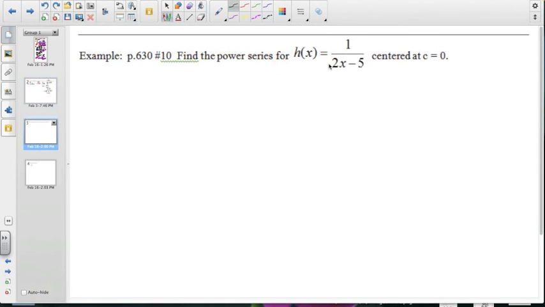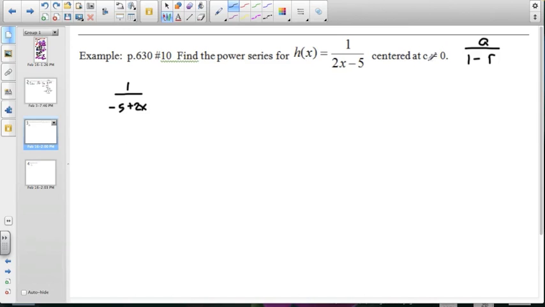Okay, let's take a look at this non-polynomial function centered at 0. I'm going to rewrite this one so that we've got that form of a over 1 minus r. Let's try to say that correctly. And so this is the common ratio. This is where we need to see the variable x. So I'm just going to flip-flop these and write this as 1 over minus 5 plus 2x.